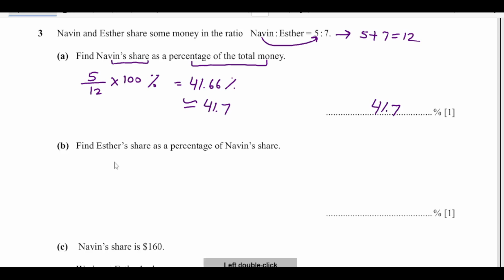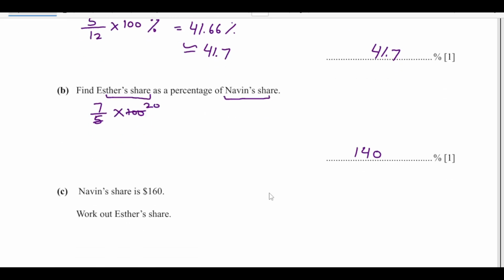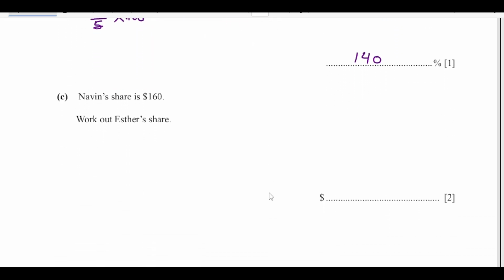Now find Esther's share as a percentage of Naveen's. Now we are looking for Esther's share as a percentage of Naveen's share. Esther's share is 7, and Naveen's share here is 5. So 7 over 5 times 100. 5 times 2, 10, so this is 7 times 20, which is 140%, right?